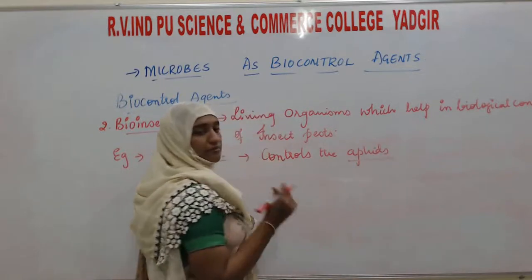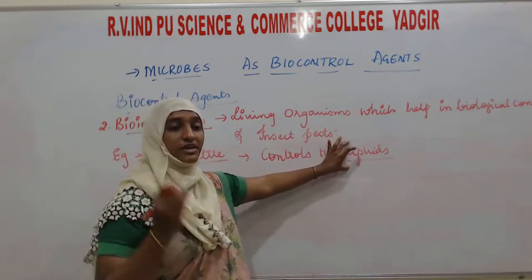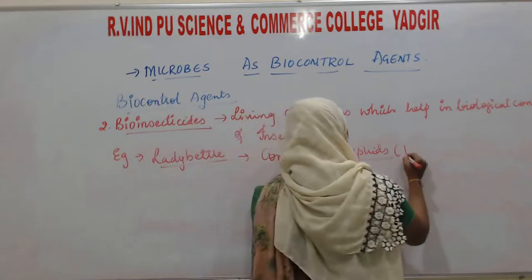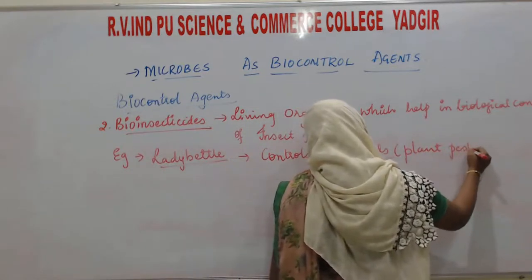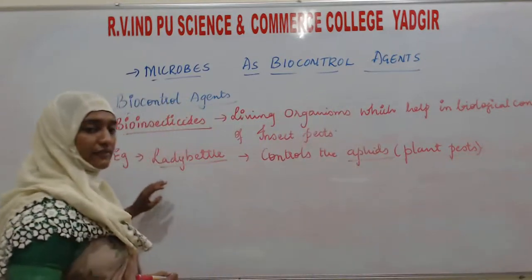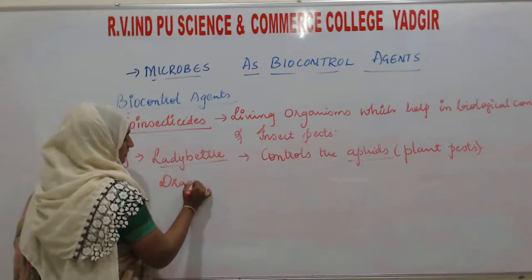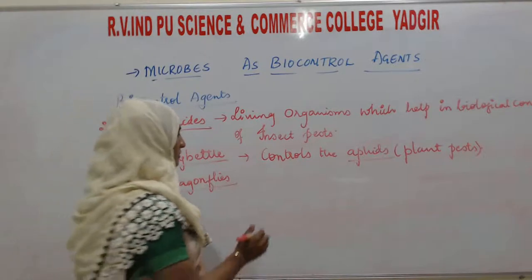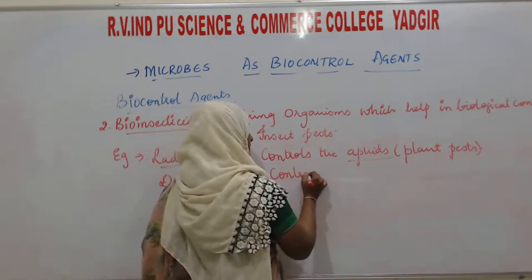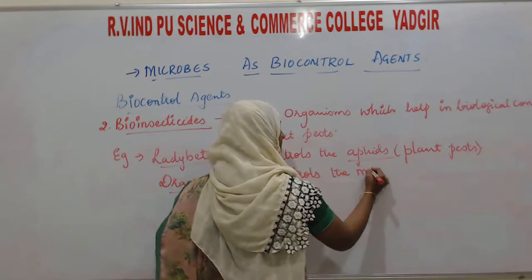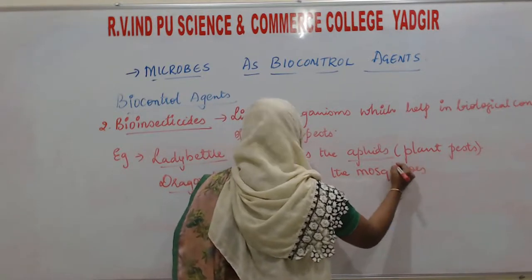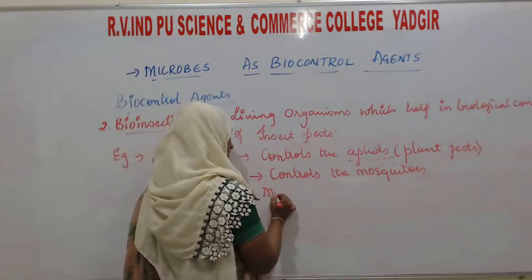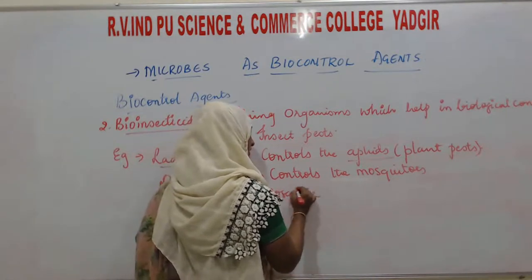Aphid is one of the insects majorly damaging the crop field. Aphids are a plant pest. One more example is the dragonfly. This dragonfly controls the mosquitoes, and as it controls mosquitoes, it is also known as the mosquito hawk.